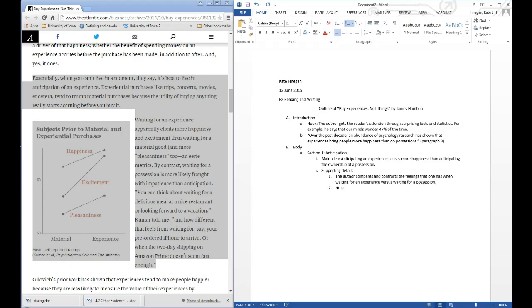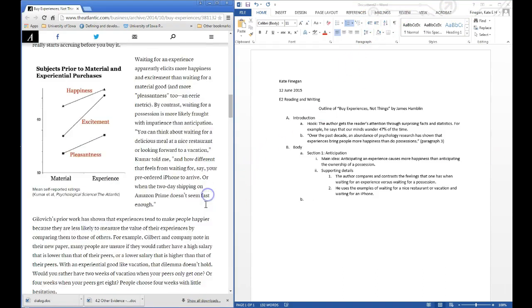Okay, and then I could say he uses the examples of waiting for a nice restaurant or vacation and waiting for an iPhone. Okay, so those are the supporting details for that section.